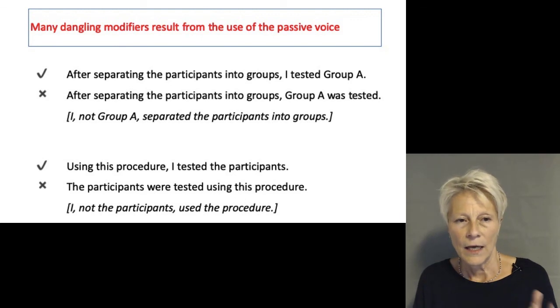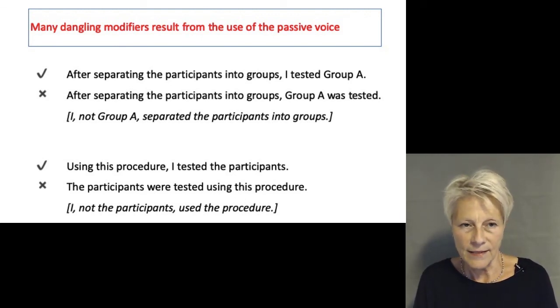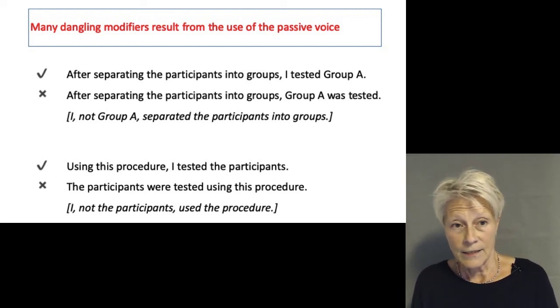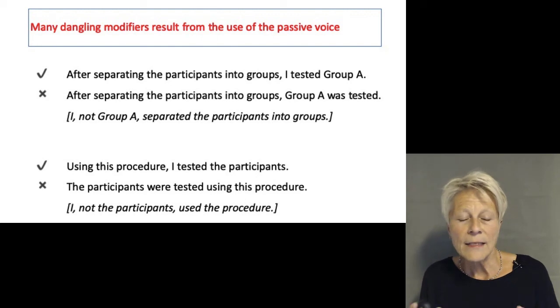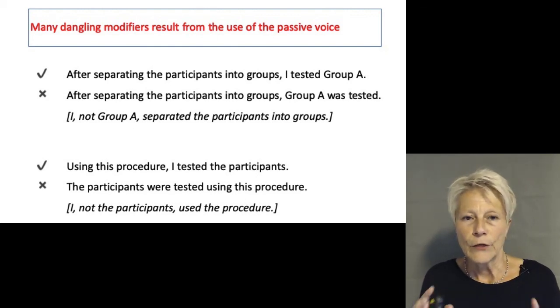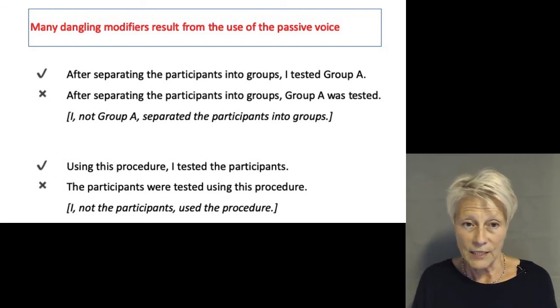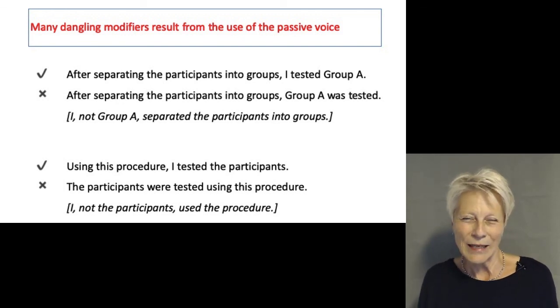And the second pair of sentences is in fact the same. Example, using this procedure, I tested the participants, perfectly correct. But when I convert the sentence I tested to the passive, I get a construction like the participants were tested using this procedure. It's kind of dangling.